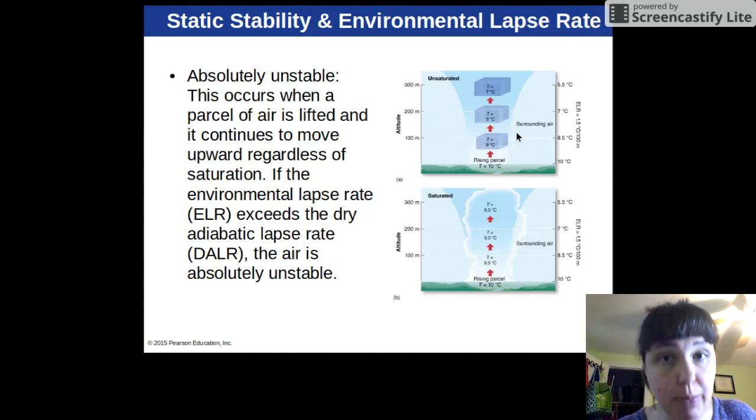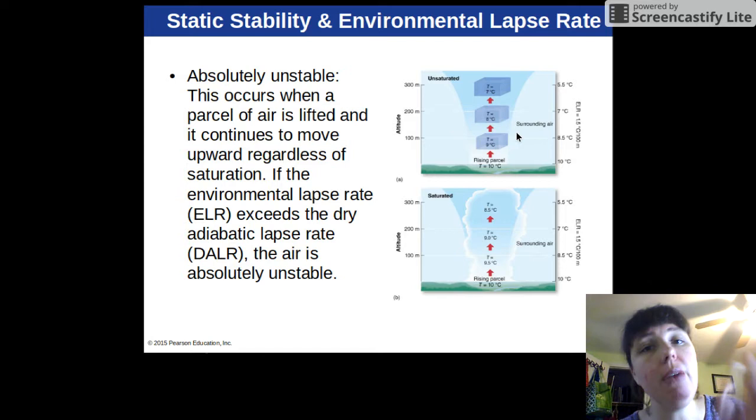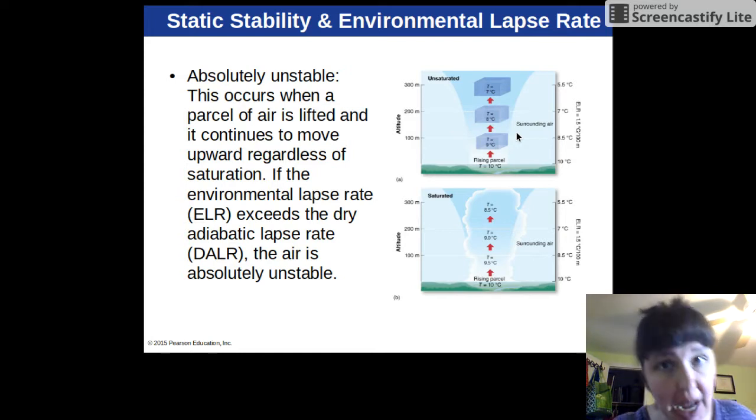If that air parcel is warmer than the environmental air around it, the lapse rate air, the stagnant air around it, then I consider the atmosphere absolutely unstable. And this applies whether it's saturated or unsaturated. So if you look in both examples, I have an air parcel here and it's rising up, and at 100 meters, it's dropping in temperature by 1 degree in my air parcel. But the air surrounding it, at the change of 100 meters, drops down to 8.5. And this is colder than this. So this air is going to continue to rise.